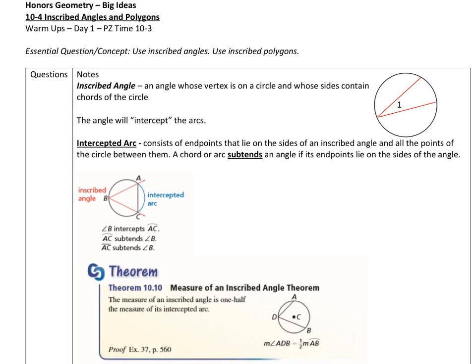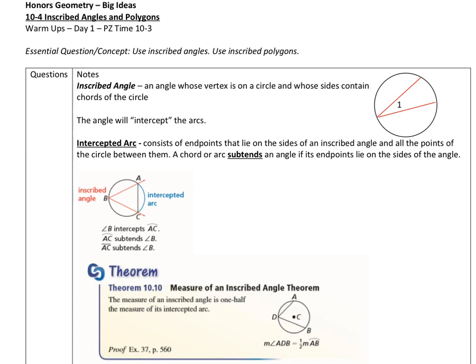What happens is the angle will intercept the arcs. So this angle right here, that would be the intercepted arc. The intercepted arc consists of endpoints that lie on the sides of an inscribed angle and all the points of the circle in between them. A chord of the arc subtends an angle if its endpoints lie on the sides of the angle.